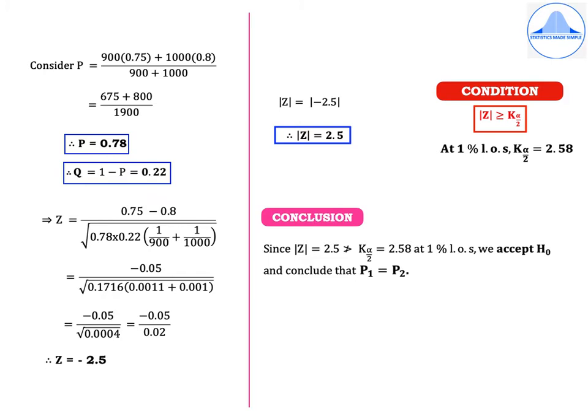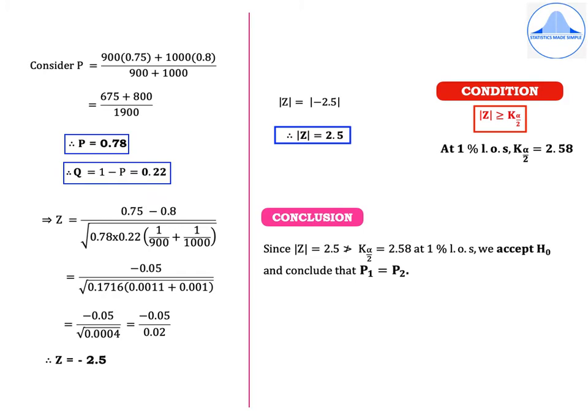So we had found out Z, now find out mod Z, which is equal to modulus of minus 2.5. Modulus of any negative number becomes positive, so therefore mod Z is equal to 2.5. Now let's write the last step, which is the conclusion.